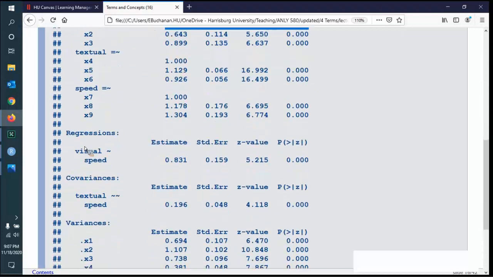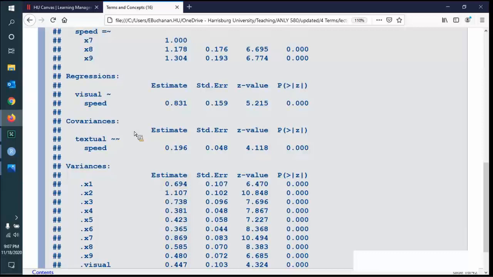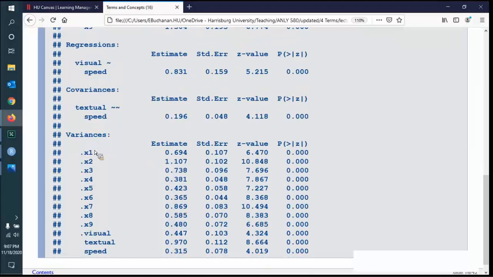We'll get the regressions, so visual being predicted by speed. And so that's a b estimate. For every 1 unit increase in speed, we get 0.83 units in visual. Our covariance is here with two tildes. And then just the variance.